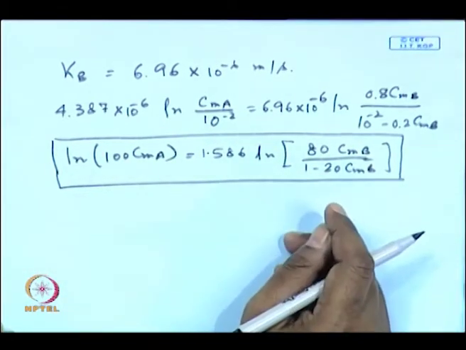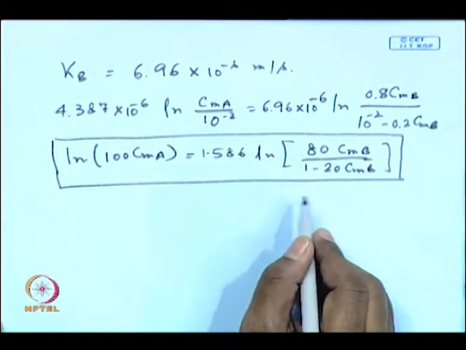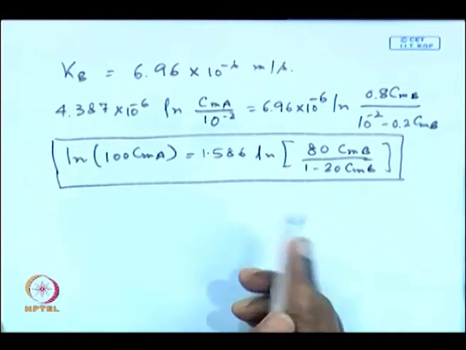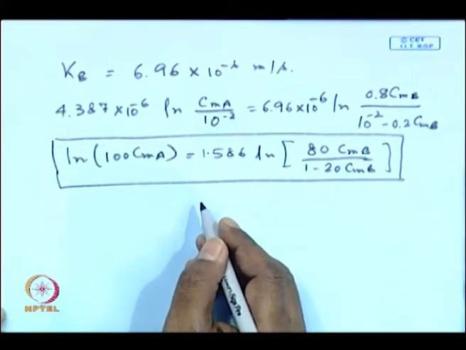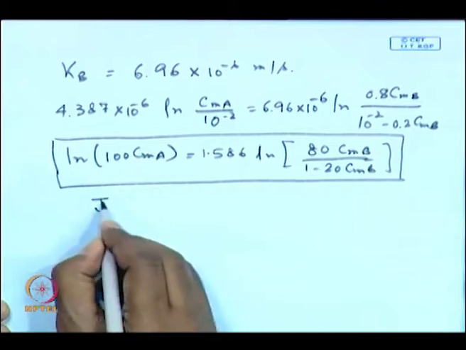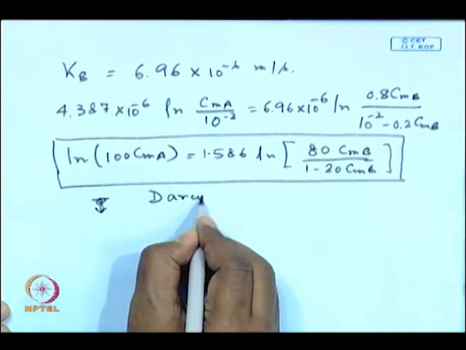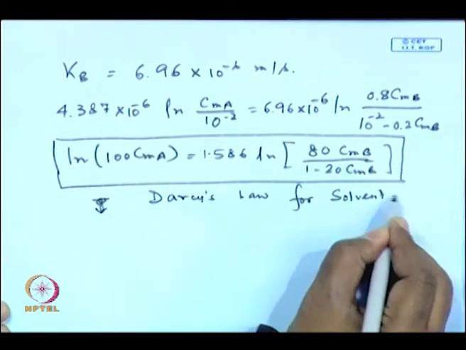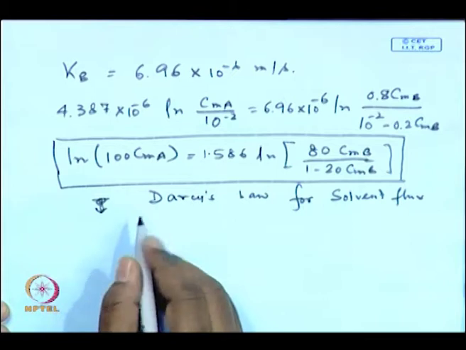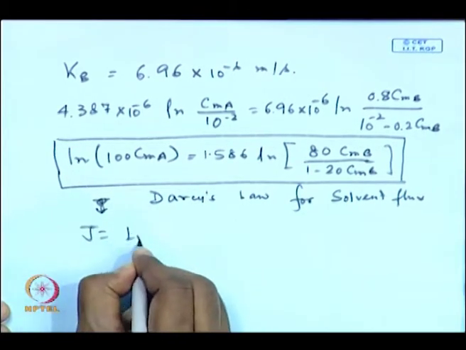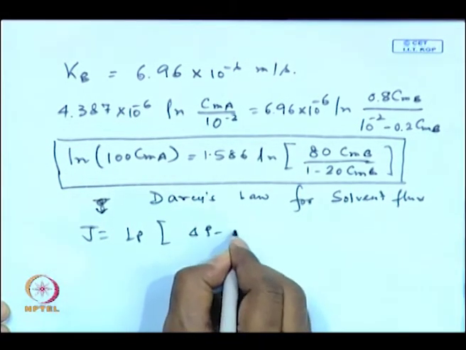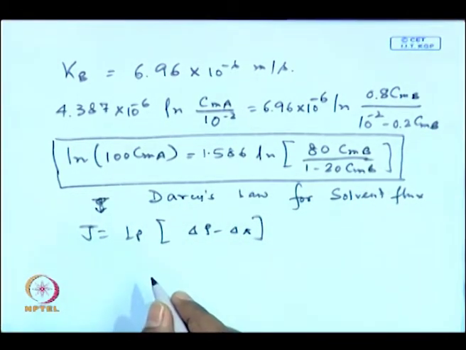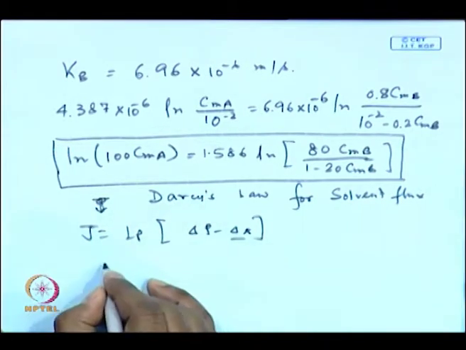So, we have 3 equations basically, 3 unknowns here: C_MA, C_MB and J. There are 3 unknowns in this particular problem. So, one equation is that, the second equation you will be getting is the Darcy's law for the solvent flux, or osmotic pressure model. What is that? J is equal to L_P times (delta P minus delta pi). Okay. Now, this is a mixture of the dilute solution.